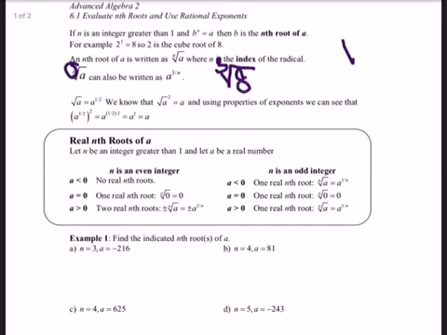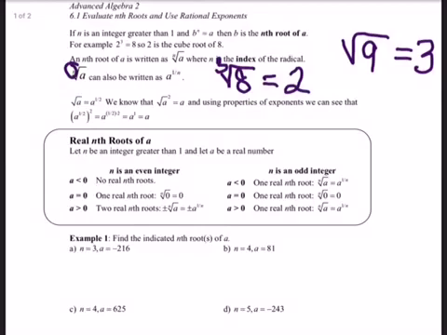We know that the square root of 9 means what times itself gives us 9, and the answer to that is 3. So the question here, if I'm taking the third root of a number, is what number times itself 3 times gives me 8? So 2 times 2 times 2 gives me 8, so the cube root of 8 is 2.